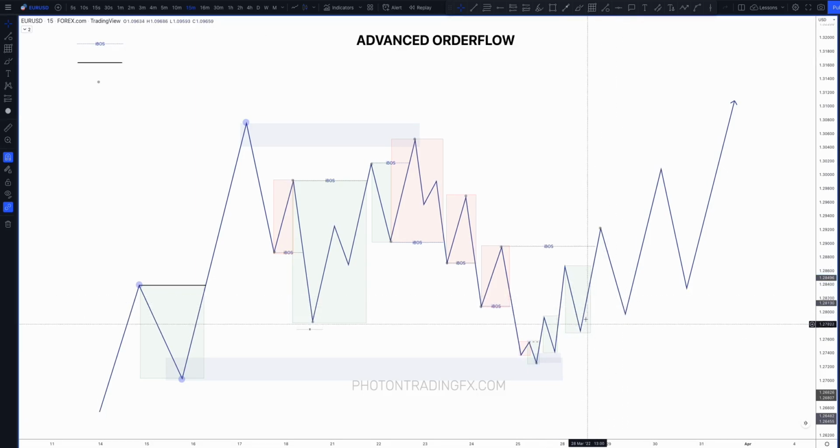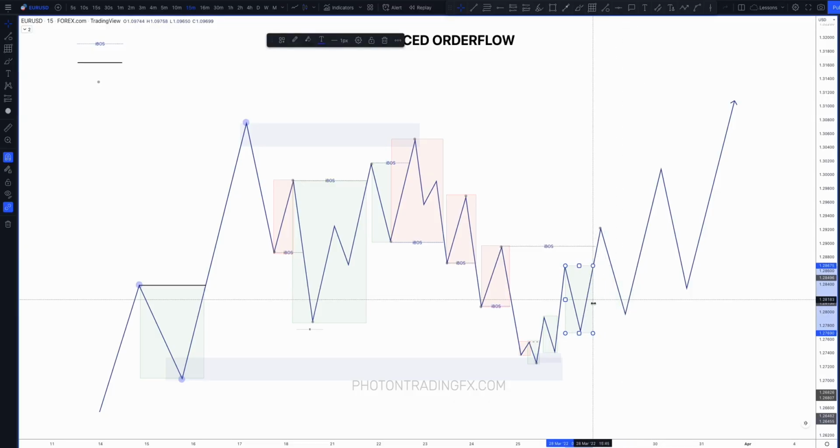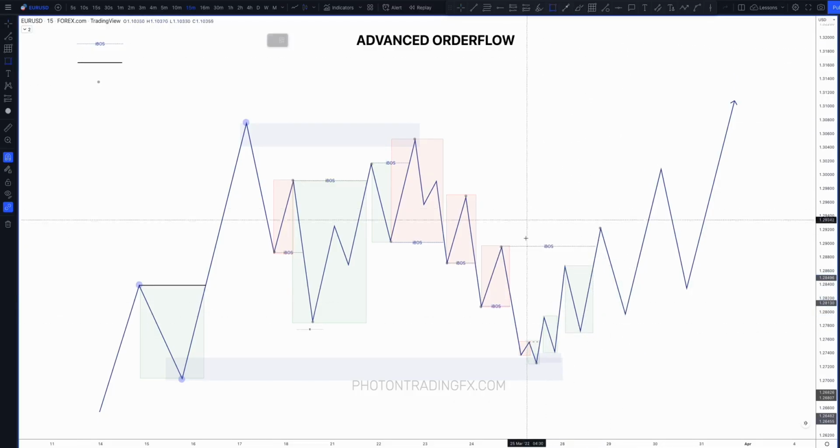And this can become, somewhere within this range is going to be a high probable area to look to get long from. Now, maybe there's something like this, right?